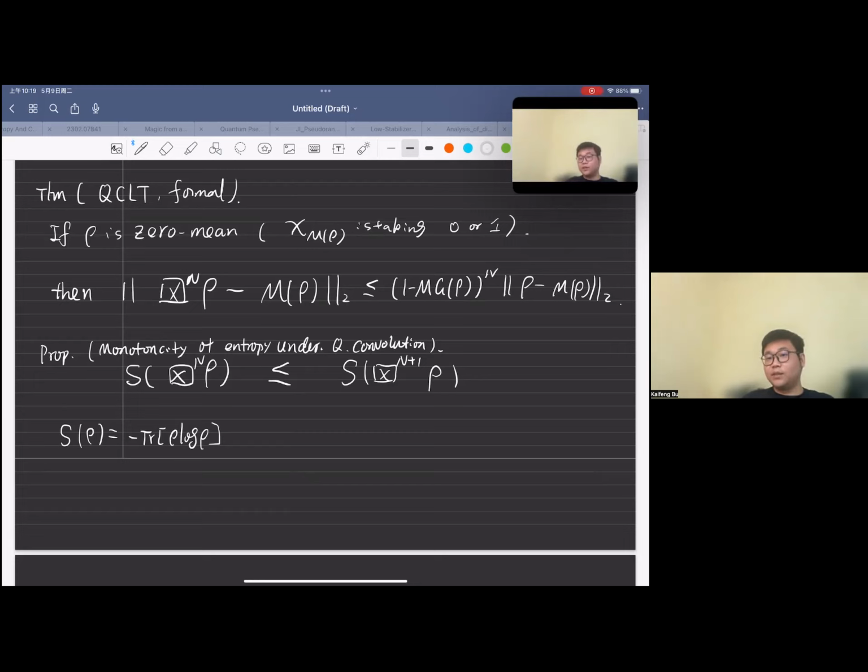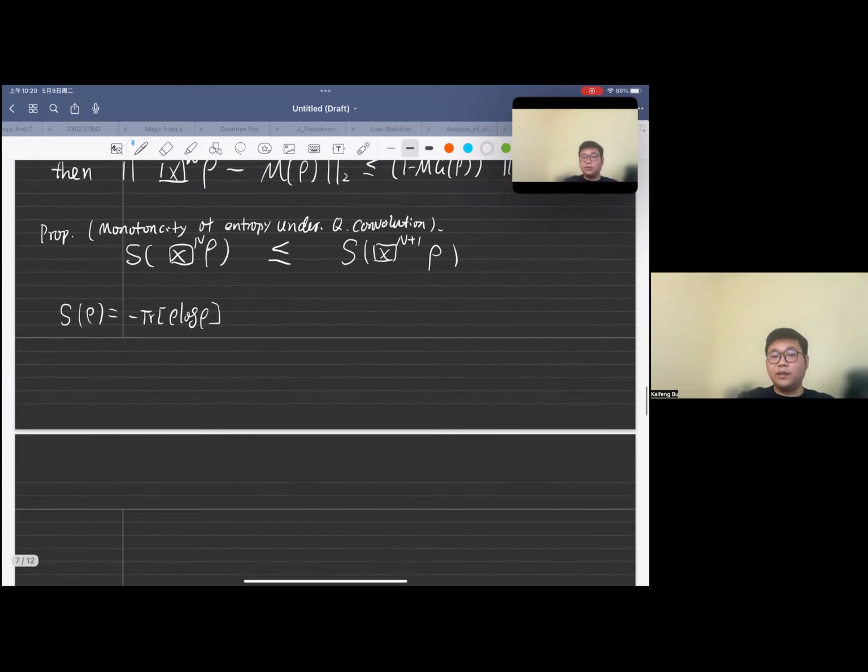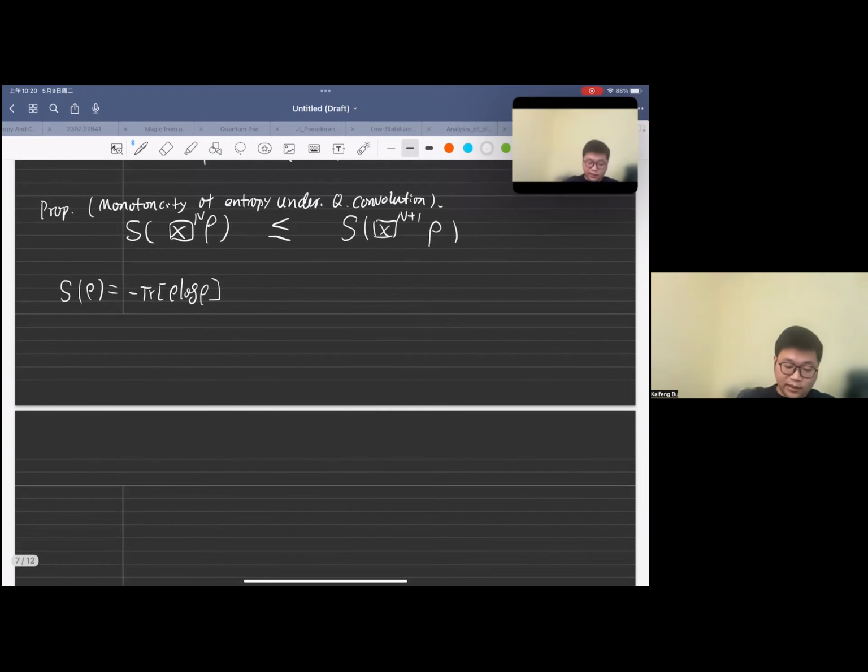And we use this quantum convolution to study the properties of stabilizerness and the magicness of the quantum states. And finally, we give the quantum central limit theorem, where the limit is also a stabilizer state. So this is basically what I want to talk about today.